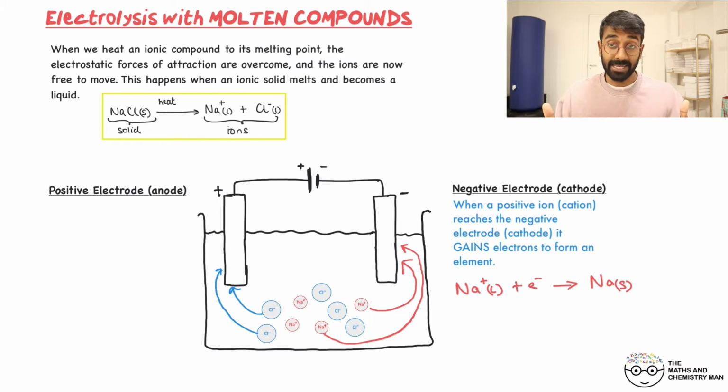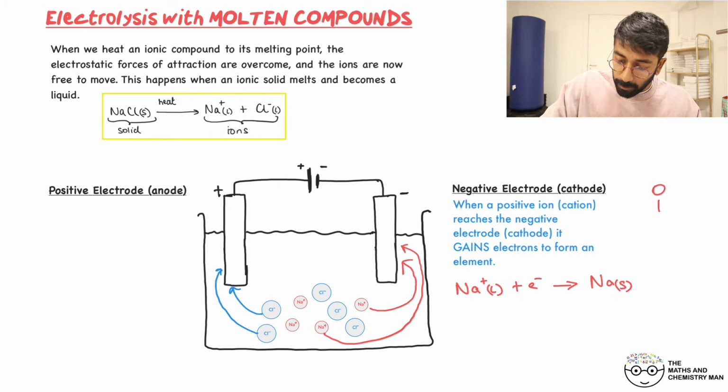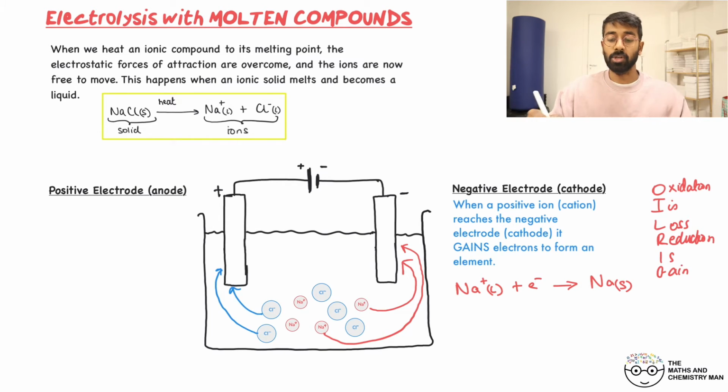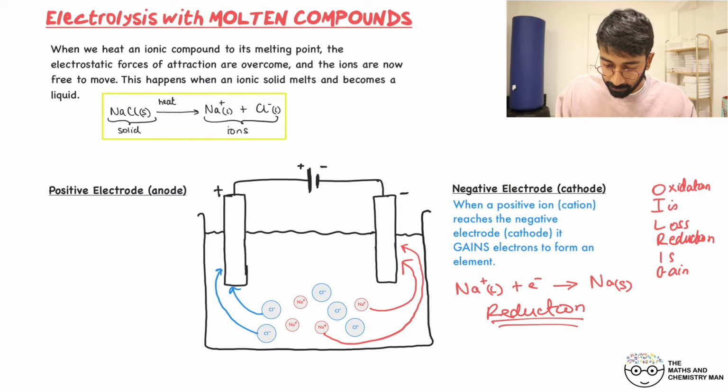Now, because it's gaining an electron, if you remember OIL RIG, hopefully you've met that before, that stands for oxidation is loss and reduction is gain. Because we're gaining electrons here, this process is a reduction. So we can say the sodium ions are reduced because they gained one electron. Now, let's have a look at what's going on at the other side. You've got your chloride ions.